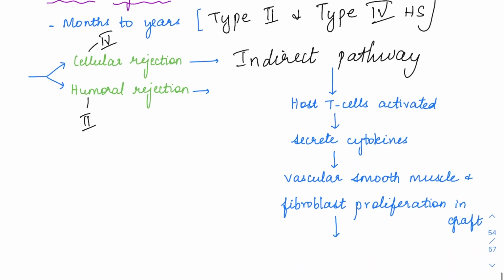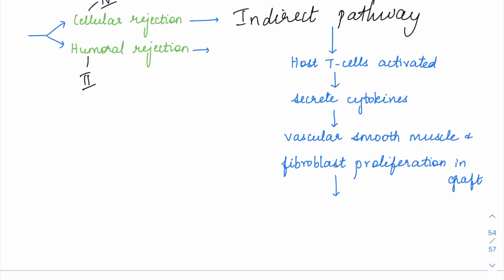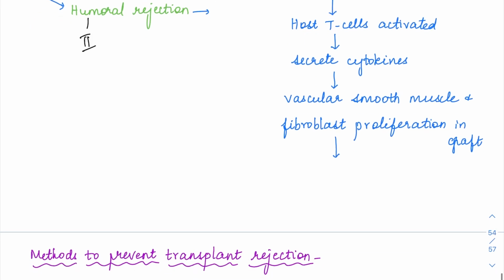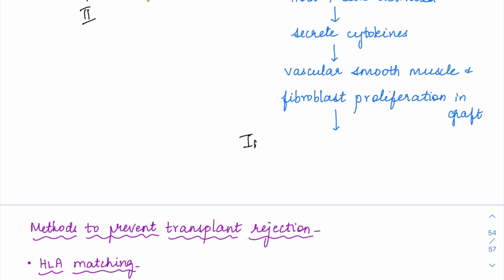Again, when these host T cells are activated, the same story is going to happen. CD4 cells will be activated, then CD8 T cells can be activated. Also, when these T cells are activated, they secrete some cytokines which are responsible for causing fibrosis. Anything related to chronicity, as I already mentioned, there will be fibrosis. Here the vascular smooth muscle and fibroblastic proliferation, so neointimal or fibrointimal proliferation, will take place in the graft, resulting in interstitial chronic inflammation.